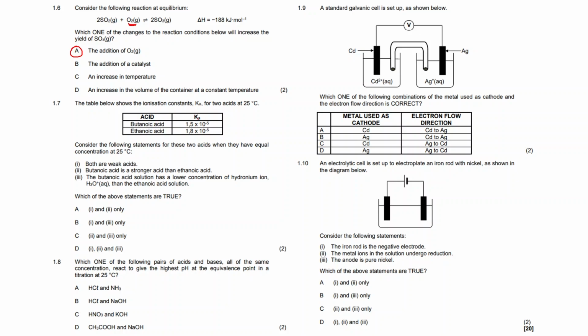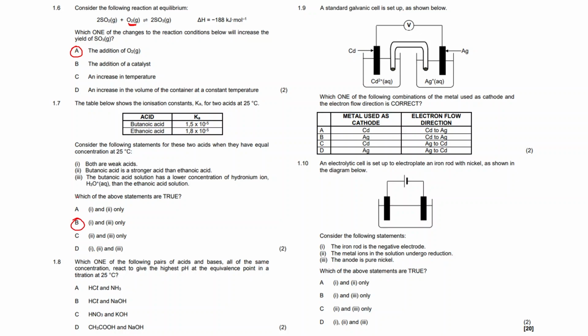So, Ka is the acid constant. So basically, these two are both less than 1, so they're both weak acids. And butanoic acid has a smaller Ka value than ethanoic acid. Therefore, it is a weaker acid than ethanoic acid, causing it to have a lower concentration of hydronium ions. Therefore, our answer is actually B, and I and III are correct.